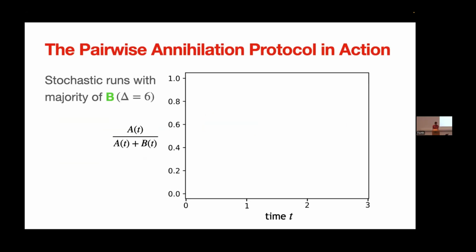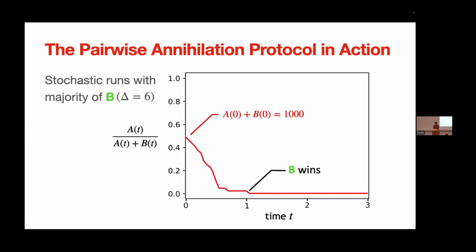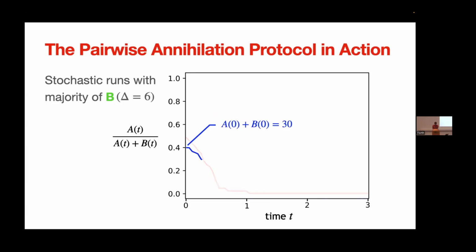But this is of course a stochastic process, so we haven't thought about exactly what question to ask, but this is just to underline that this is a stochastic process. So here, for example, there are some stochastic runs with a majority of B's, and delta is the initial delta between A's and B's. Here, for example, A would have 997 and B would be 1003, and here B would win, and maybe with 30, B might also win, but it's a bit more stochastic here.